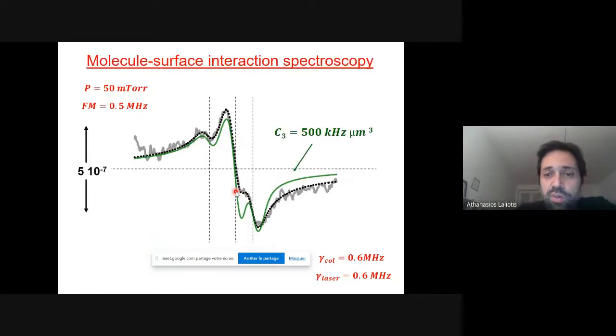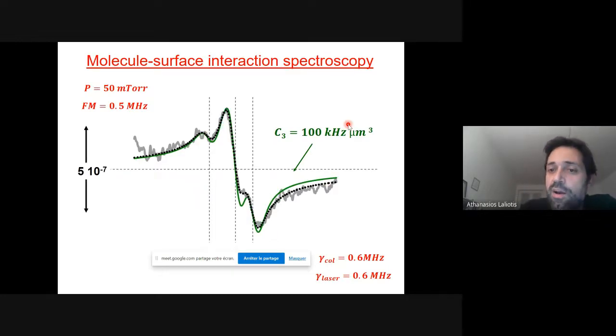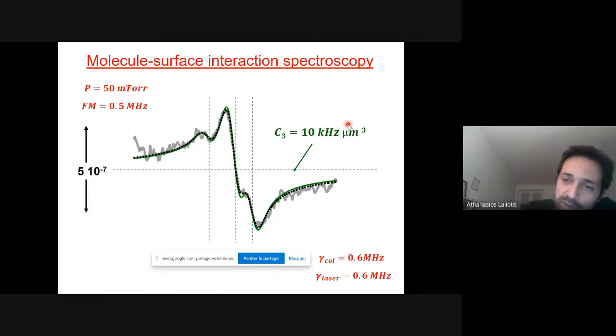In order to do this, we can start by including a high value of the C3 coefficient and looking at the spectrum. The black line again is without interactions, and the green line is with interactions. You can see that this does not fit; this value is excluded by our measurements. You can put C3 about 100 kilohertz micron cube, and this value is also excluded by our measurements, until you go down to about 10 kilohertz, probably lower than 10 kilohertz, because at this point you still have differences.